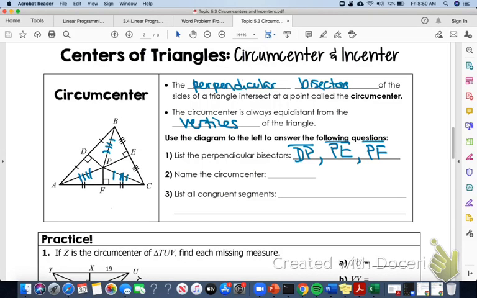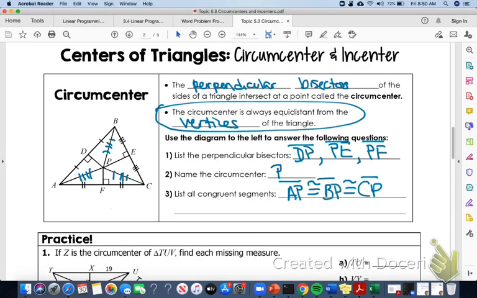Alright, and again, they are all meeting at that center point, which is P. Alright, so we know that we have AP is congruent to BP, which is congruent to CP, because the vertices are always equidistant from the circumcenter.